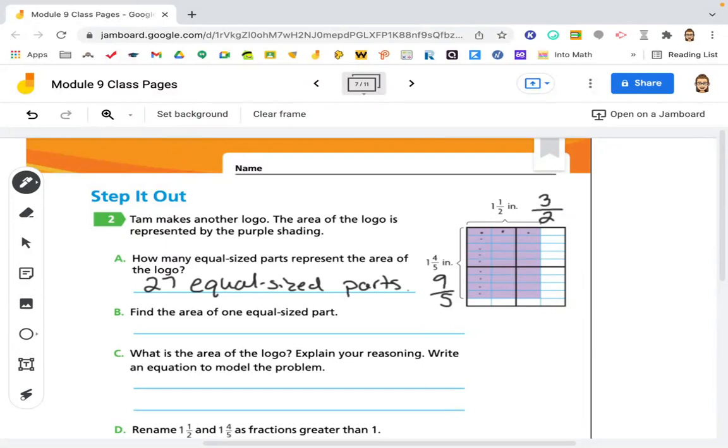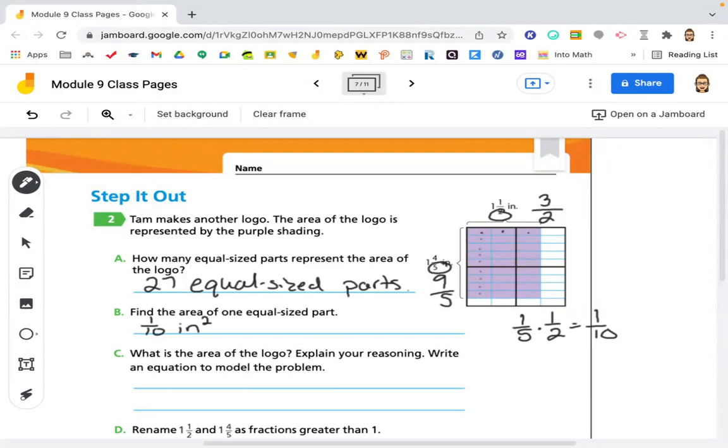And it says find the area of one of the equal sized parts. So that's where I take my denominator because that's the length and the width. So we do 1/5 times 1/2, and that equals 1/10. So 1/10 inches squared. This is what is the area of the logo. Explain your reasoning, write an equation to model the problem.